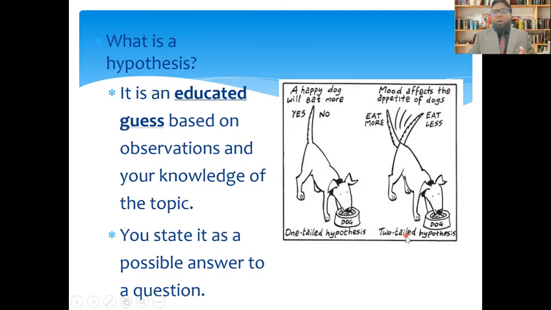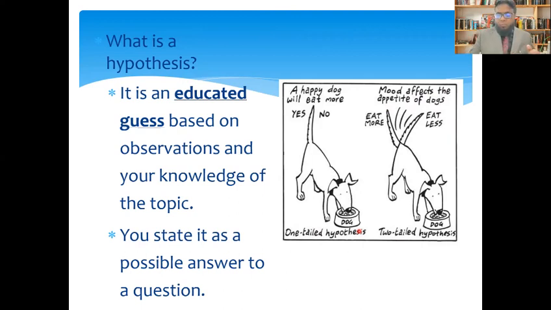So this we call a two-tailed hypothesis. This is a one-tailed hypothesis, this is a two-tailed hypothesis. In a one-tailed hypothesis, mostly we ask ourselves a yes or no question. In a two-tailed hypothesis, we ask whether the dog is going to eat more or less.